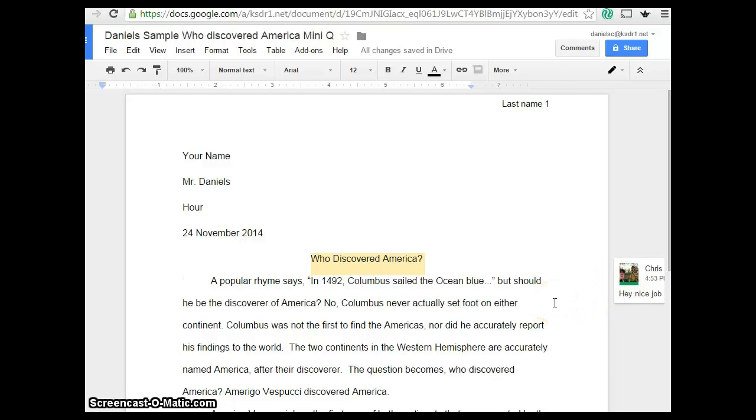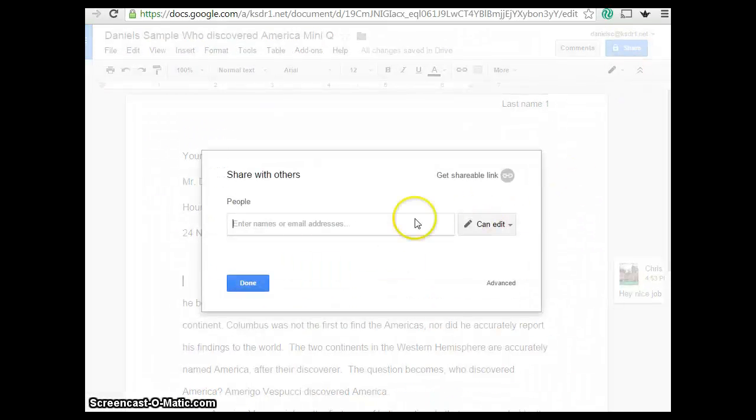Then when you get it back from your peer, obviously you will make changes and then submit the paper to me. To share it with your peer, you click on share and you type in their address right here.